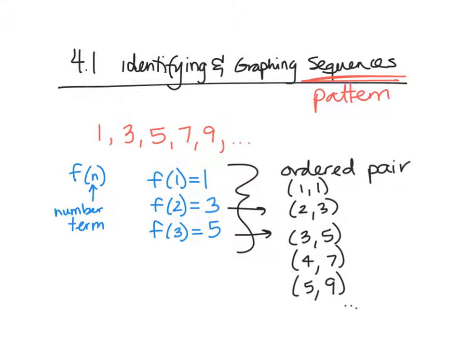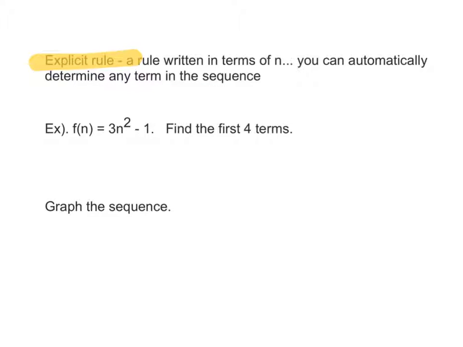Okay, so let's look at a few different types of sequences. There are two specific kinds. One is an explicit rule written in terms of n, and the whole point of explicit is that you can automatically determine the number in the sequence. So it's really easy. This is exactly what we did last week. They want us to find the first 4 terms. So right here is just my general rule.